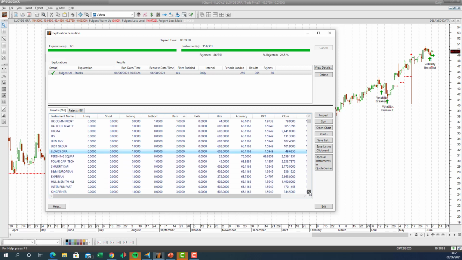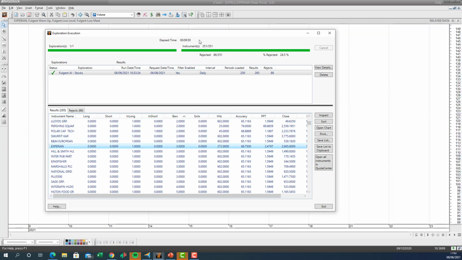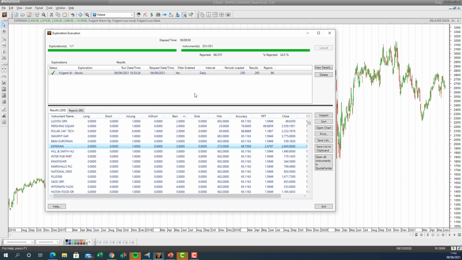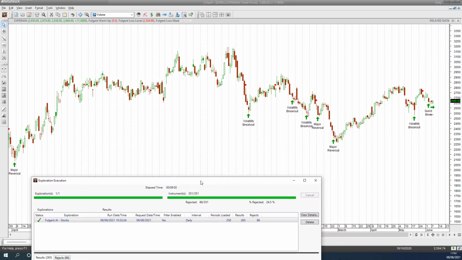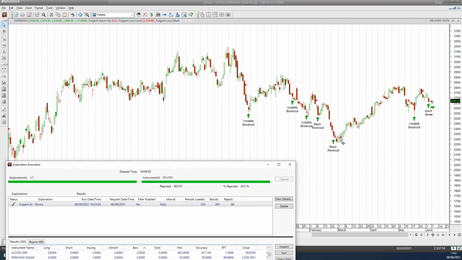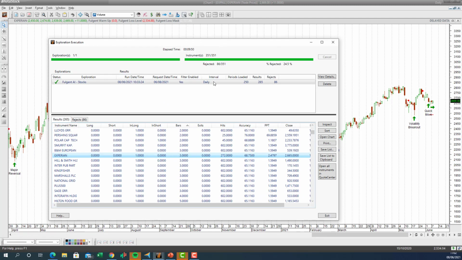So that's the way to screen the FTSE 350 to find high probability trading ideas, then rank them from bars, how many days into the trade it is. Here's Experian, another interesting one. Let me just scroll this. You can see, yes, also major reversals. Major reversal trades worked out well. Took profit there, volatility breakout, took profit there, another quick move in. So there's a quick move there.